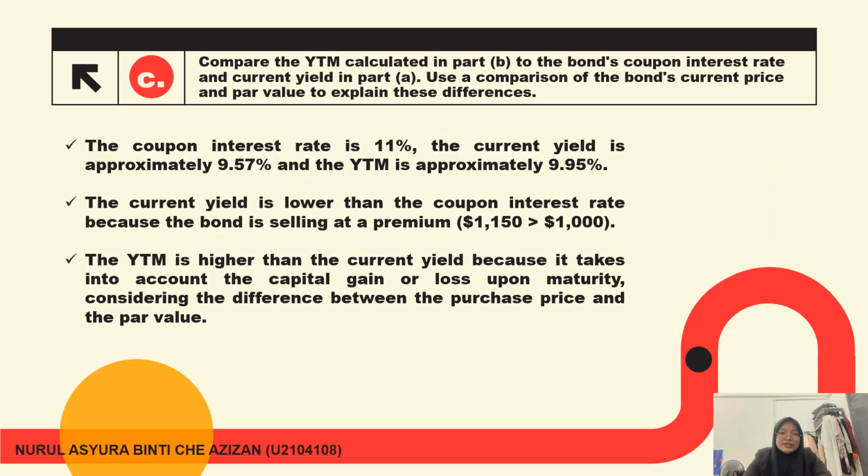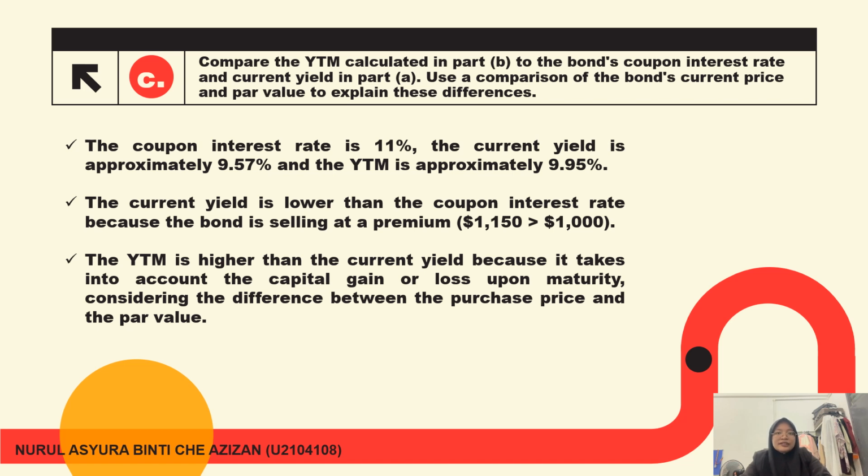Next, question C. Compare the YTM calculated in part B to the bond's coupon interest rate and the current yield in part A. Use a comparison of the bond's current price and par value to explain these differences. Firstly, the coupon interest rate is 11%. The current yield is approximately 9.57% and the YTM is approximately 9.95%.